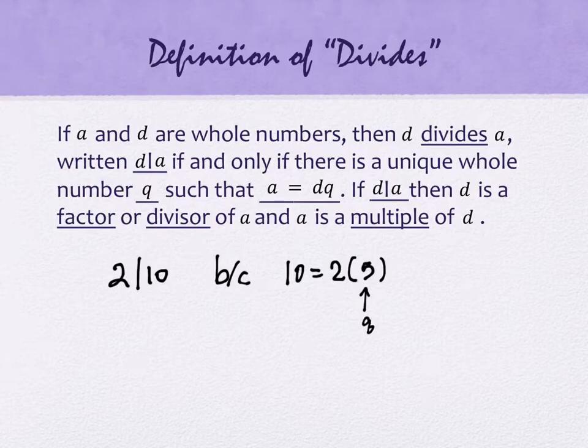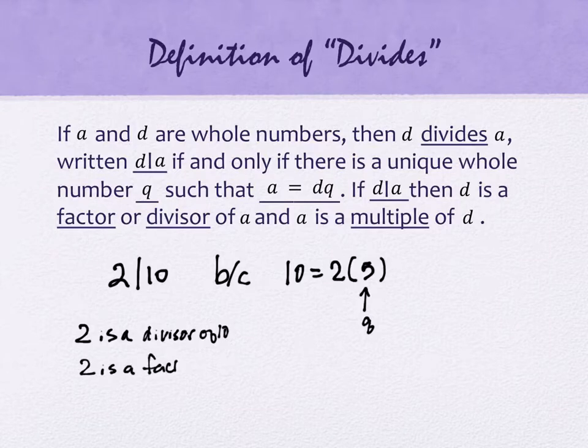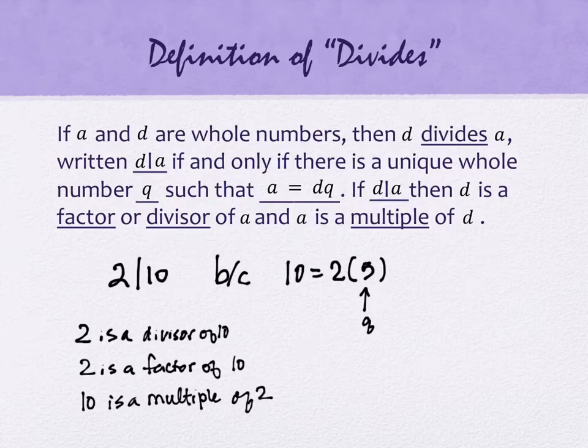Okay, so if we used this example, we would say that 2 is a divisor of 10. That's one way we can say it. We can say that 2 is a factor of 10. Or a third equal way of saying this is that we can actually say it flipped around to say that 10 is a multiple of 2. All those statements mean exactly the same thing. They're just stated in a slightly different way.